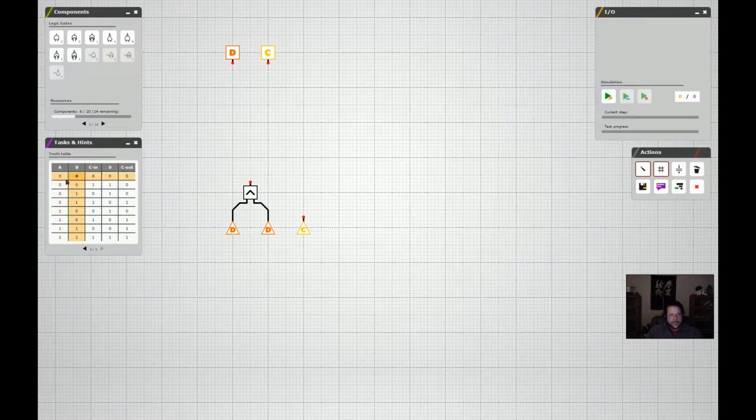Let's see. So here, A and B are both 0. XORed together, they would be 0. Cn is 0. Sum would be 0. Okay, well that sounds like an XOR. When they're the same, it's a 0, but it could be lots of different gates. Here, A and B are the same, so there would be a 0. Cn is a 1, and the sum is a 1. Now that definitely sounds like an XOR. We got a 0 here, a 1 here, and our result is a 1.